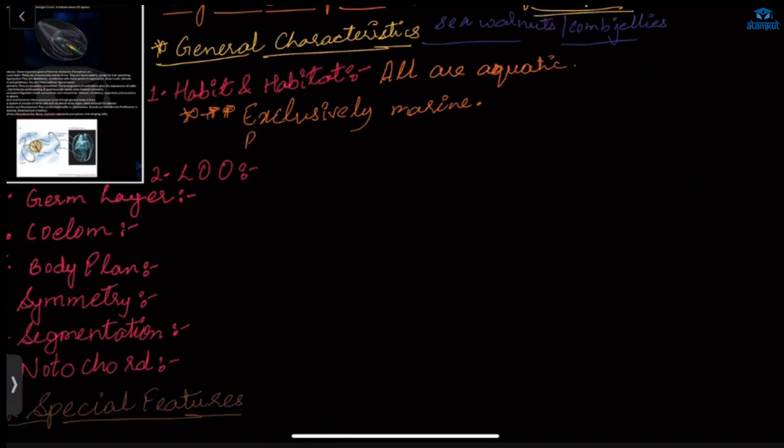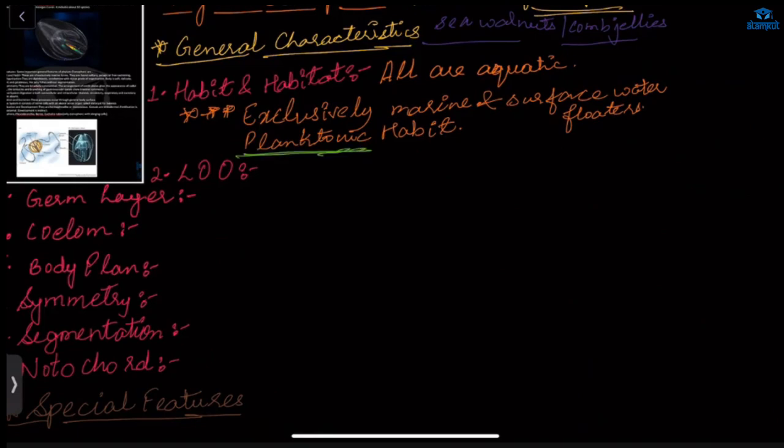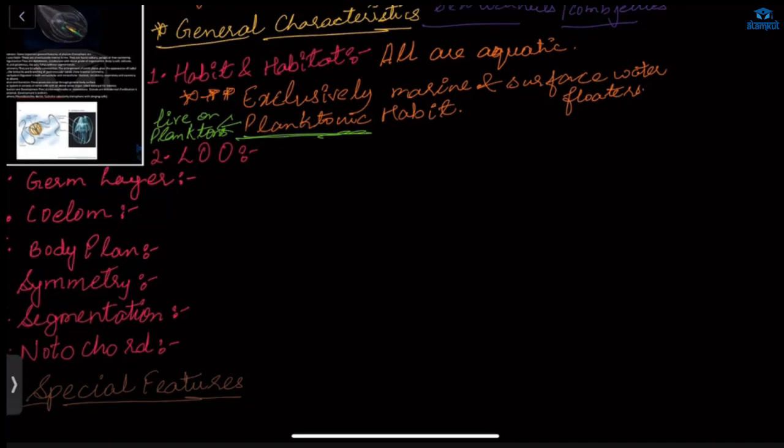And they have a planktonic habit. Do you know what planktonic habit is? They are surface water floaters, meaning you can see them floating on the surface of oceans or marine waters. Planktonic habit means they live by eating planktons. Planktons are the plant materials or very primitive forms of plants found in the aquatic environment. That is why they have been given the name planktonic habit. Understood about their habit and habitat?